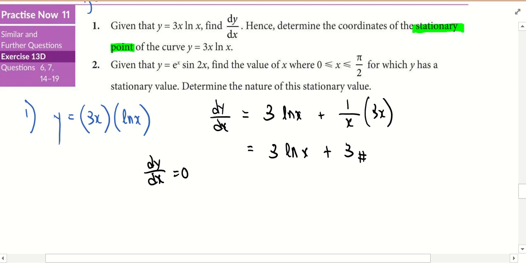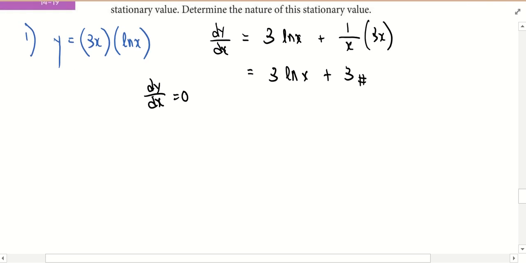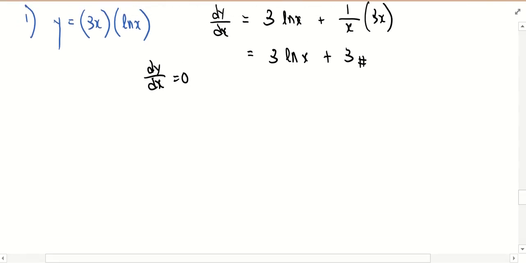Take note. Is it stationary point or stationary points? Singular or plural? Singular, right? So you only expect one stationary point. Okay? You expect only one stationary point, but coordinates, because x and y. So I'm going to start solving now.